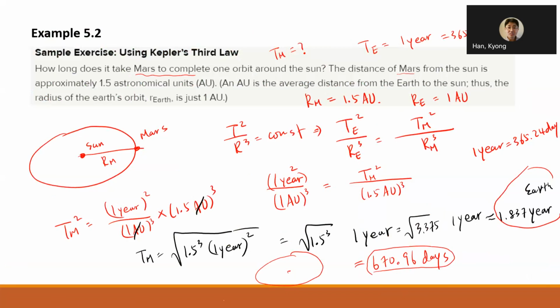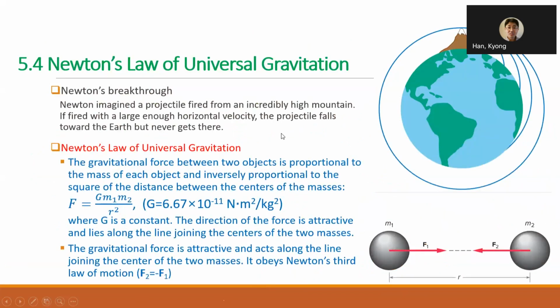The next one is Newton's law of universal gravitation. Newton already achieved the three laws of motion. The first is the law of inertia. The second is F equals ma. The third is just action and reaction. That is another law that is called universal gravitation.